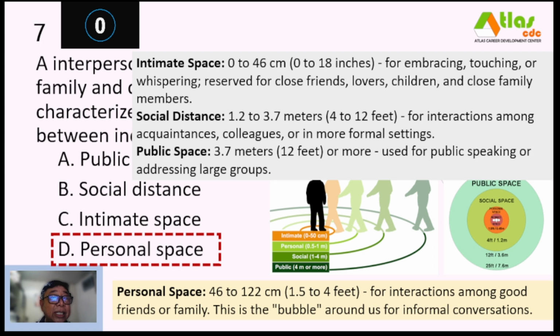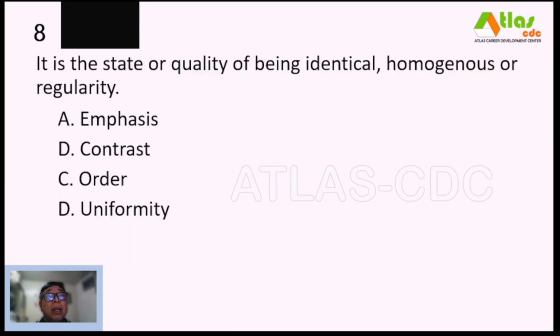Social distance, on the other hand, 1.2 to 3.7 meters or 4 to 12 feet, is for interactions among acquaintances, colleagues, or in more formal settings. And public space will be 3.7 meters or 12 feet or more that is used for public speaking or addressing large groups. Number 8. It is the state or quality of being identical, homogeneous, or regularity. A. Emphasis. B. Contrast. C. Order. And D. Uniformity.